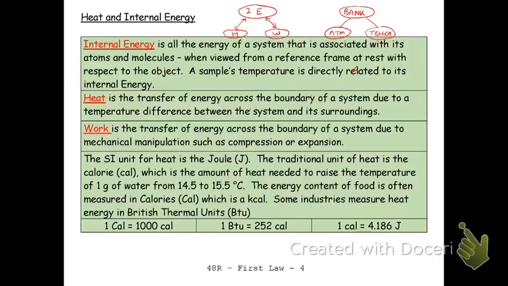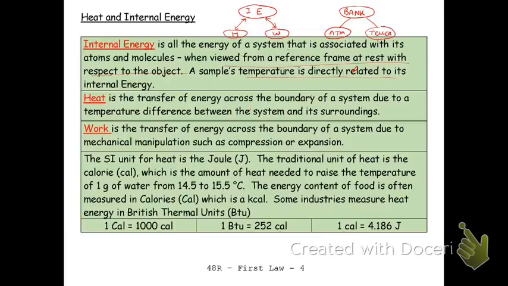There is a little bit of confusion, which is how we define work, because there's not unanimity. People disagree in different areas. We'll get to that. So internal energy is all the energy of the system that is associated with its atoms and molecules. When viewed from the reference frame at rest with respect to the object, a sample's temperature is directly related to its internal energy.